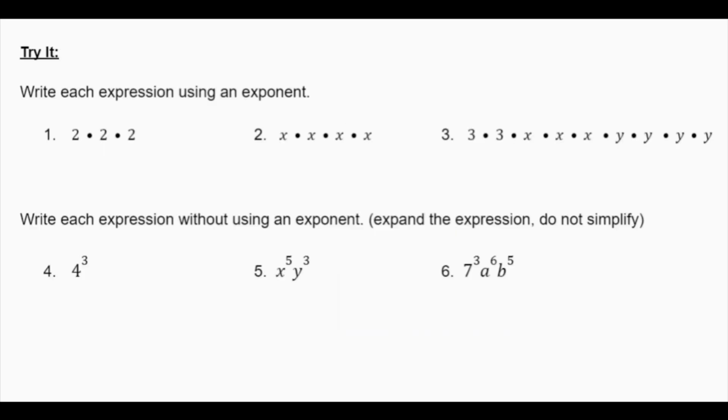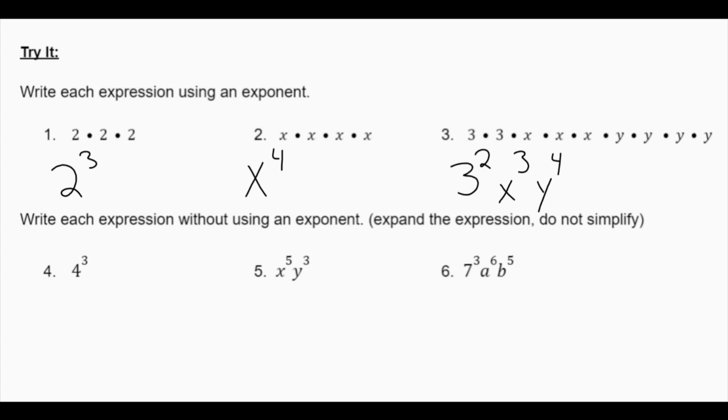Now, if we look at a couple of these as examples, we want to write each expression using an exponent. So I have 2 times 2 times 2. This is called expanded form. I want to write it in standard form. So my base is 2, and I wrote the 2 three times, so it's 2 to the third power. Number 2, I have x, x, x, x, so there are 4 x's there. My base is x, x to the fourth. Number 3, I have 2 threes, 3 x's, and 4 y's. So I'd have 3 squared, x to the third, and y to the fourth.